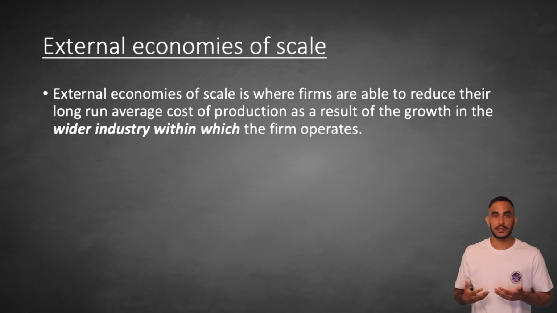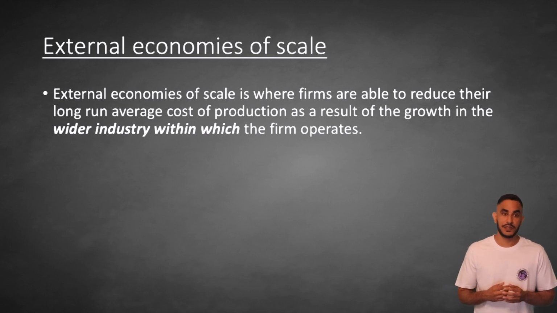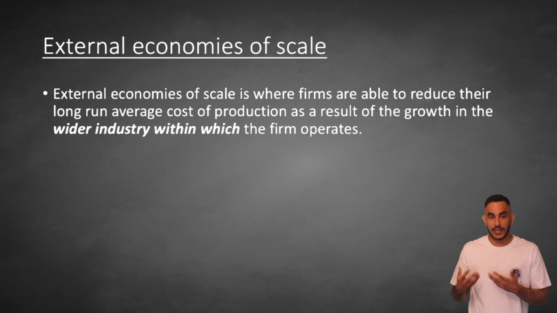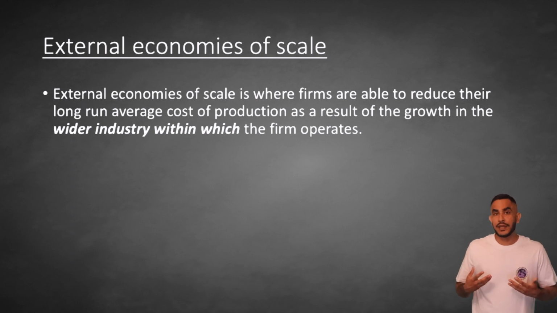Let's say loads of banks and finance firms set up in the Canary Wharf area. As a result, transport links improve to the area, internet improves in the area, bankers move closer to live in the area, and now if you are a bank in Canary Wharf, you will be more productive and produce at a lower cost due to the growth of the wider industry in which you operate. This is because your workers will be located closer to your business, and the infrastructure around your business, such as transport and internet, will allow your firm to be more productive, therefore lowering your average costs of production.